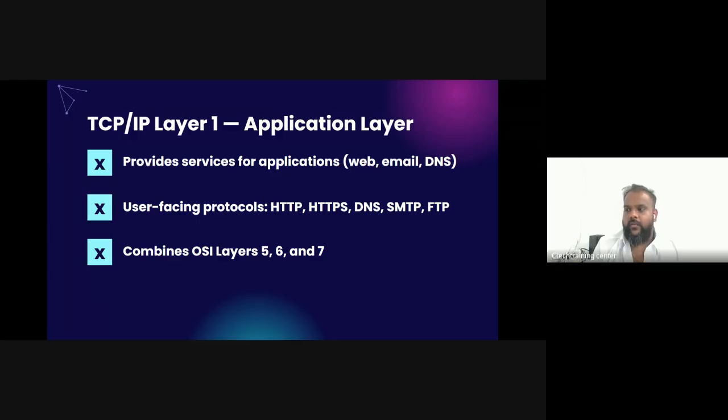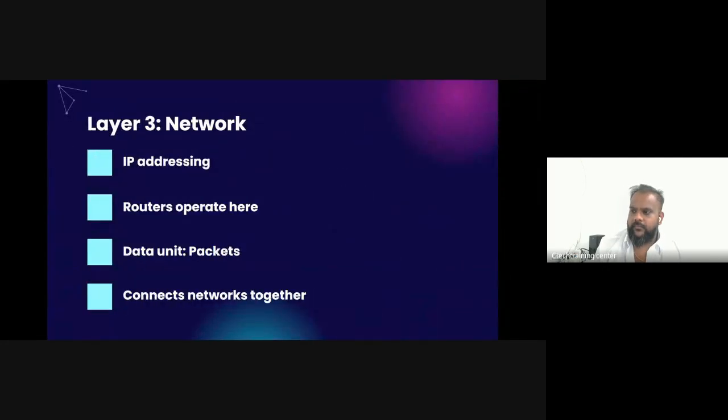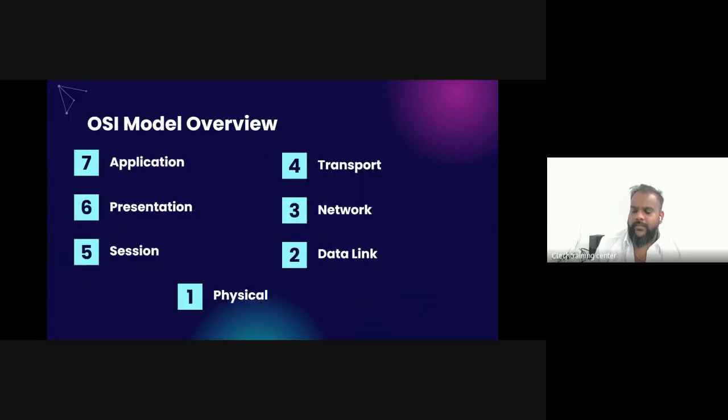So layer 1, the application layer, provides service for applications like web, email, and DNS. User-facing protocols are HTTP, HTTPS, DNS, SMTP, FTP, and you'll know all these too. Don't worry, I'll give you a cheat sheet and we'll go over them. It combines OSI layers 5, 6, and 7. So if we go back here, it's pretty much 5, 6, and 7. So session, presentation, and application are all in one in the TCP/IP model, which is just the application layer itself. Okay?